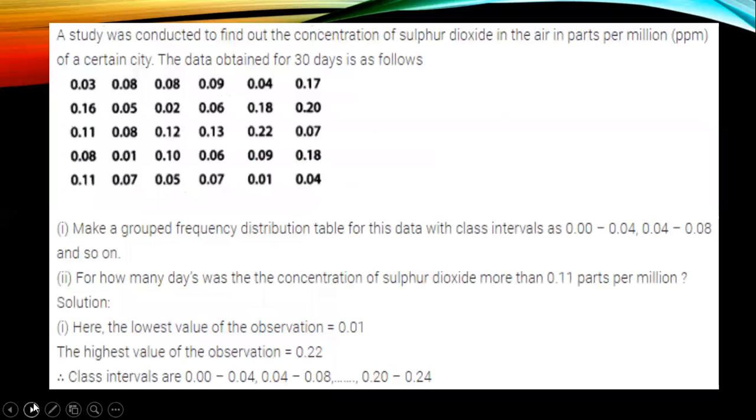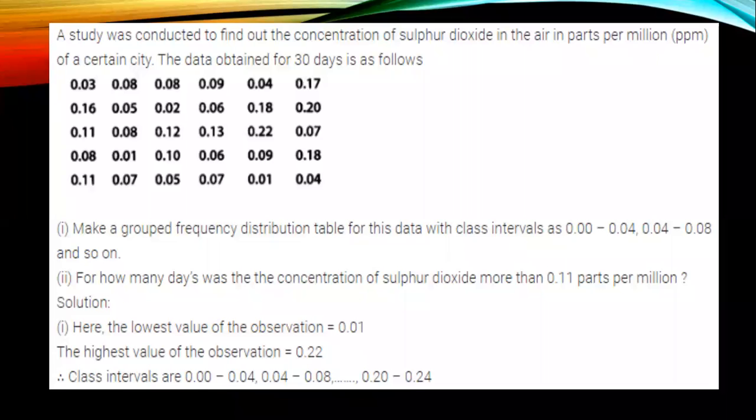Now, let us get to the next question, which says, a study was conducted to find the concentration of sulfur dioxide in the air in parts per million of a certain city. Now, the given data was obtained for 30 days, which is as follows given over here. So this is about the concentration of sulfur dioxide, which was recorded in a certain city. The data, as you could see, is 0.03 parts per million, 0.08, 0.08, 0.09, and so on.